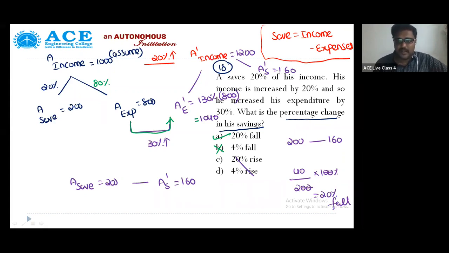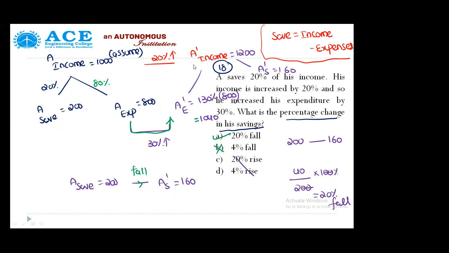Previous savings is 200. Now savings is 160. Definitely it's a fall. How much percentage fall is it? What is the change? How much decrease with respect to the initial value? Percentage decrease and percentage fall are all the same. Got it? Fine.